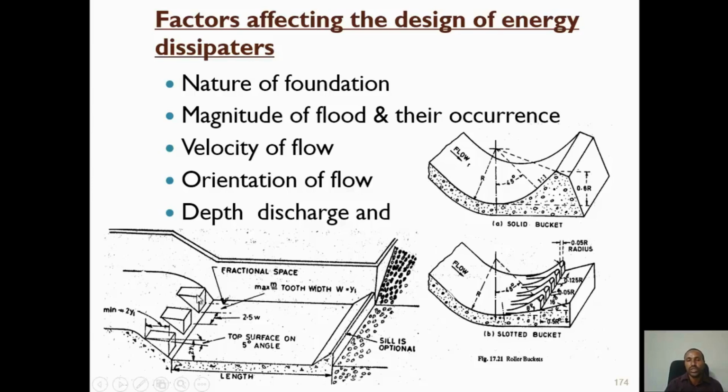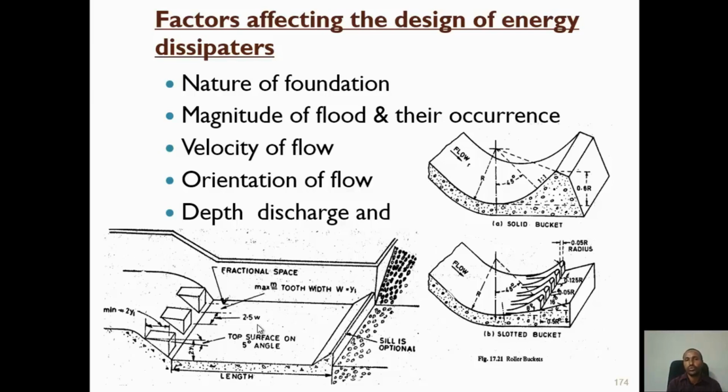You have chutes, then you have blocks, and you may provide baffle blocks here. These are chute blocks and baffle blocks, in a staggered manner, so that the flow staggers and dissipates its kinetic energy. Okay, so what are the factors affecting the design of the energy dissipator?